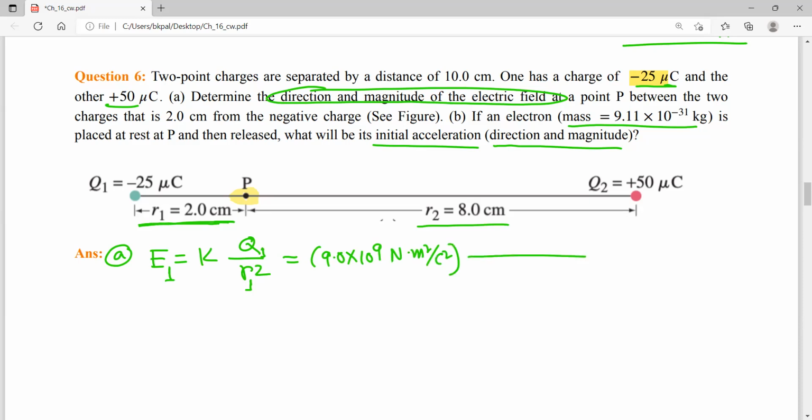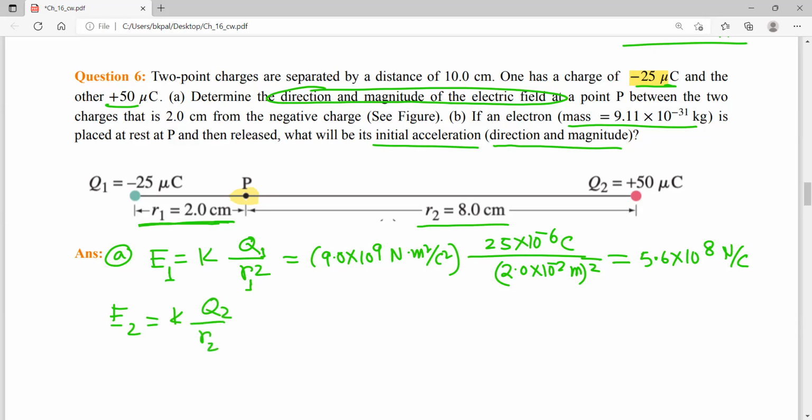And Q1 is 25 microcoulomb. Okay, and R1 is 2 centimeter. Centimeter, always we need to convert it into meter. Okay, so this is the magnitude. So if you plug these values in your calculator, it should give you something like this: 5.6 times 10 to the power 8 Newton per coulomb. Okay, similarly E2 is K Q2 over R2 square.